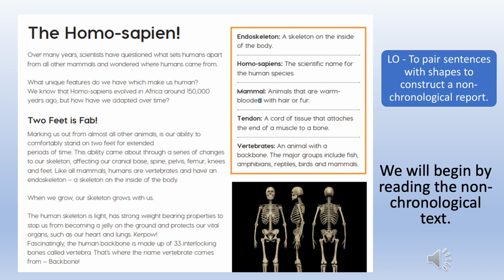And then we have a glossary at the top corner of the screen. Endoskeleton, a skeleton on the inside of the body. Homo sapiens, the scientific name for human species. Mammals, animals that are warm-blooded with hair or fur. Tendon, a cord or tissue that attaches the end of a muscle to a bone. Vertebrates, an animal with a backbone. The major groups include fish, amphibians, reptiles, birds, and mammals.